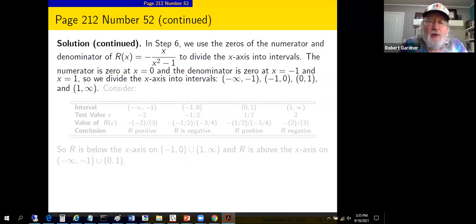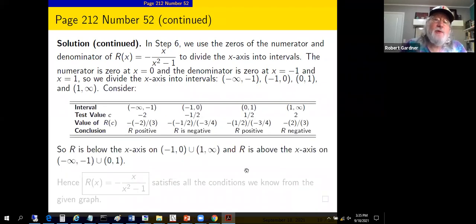Now, let's go through the intervals. -∞ to -1, there was a vertical asymptote here. -1 to 0, there was an intercept here. 0 to 1, there was a vertical asymptote here. And 1 to infinity. Let's try this function out, take test values from each of those, plug them in, we get positive, negative, yielding above the x-axis and below the x-axis as given by the intervals, and that's what the picture was.